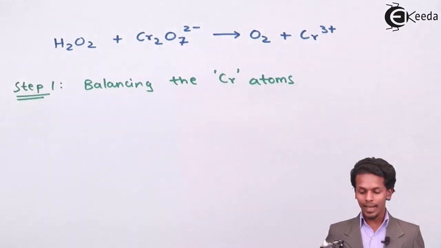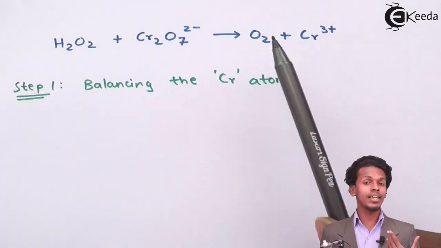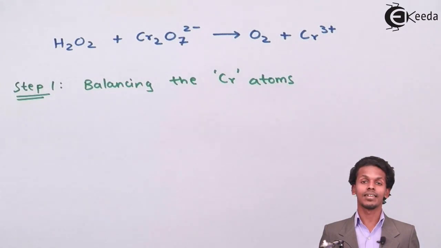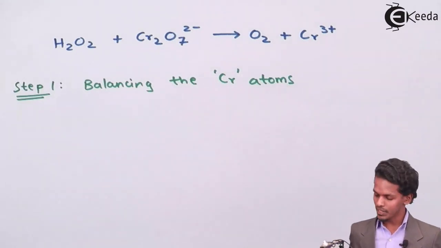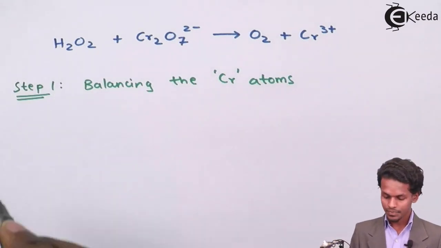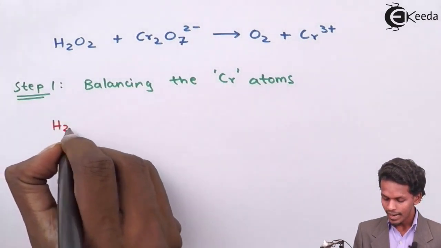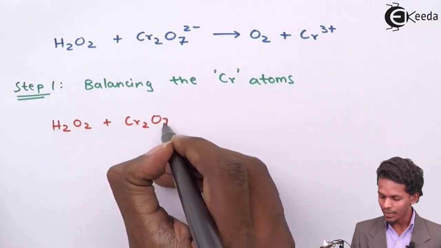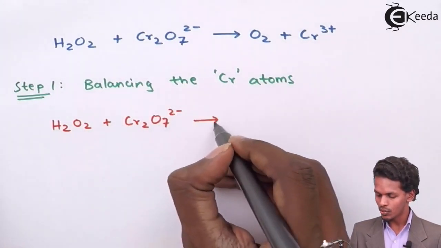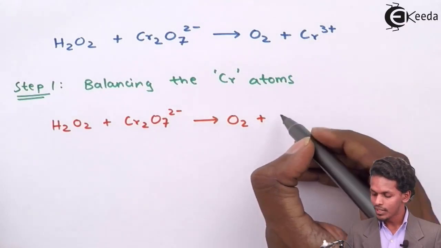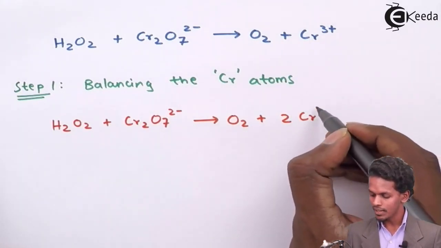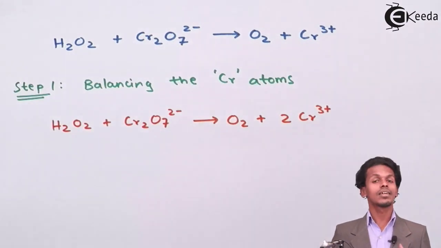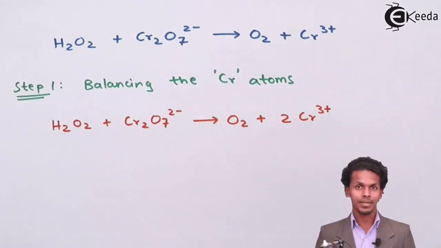I could balance it by multiplying by 2 on the product side. So the overall equation that I get is now changed to H2O2 plus Cr2O7 2 minus, that should give me O2 plus 2 times Cr3 plus. So in this case the chromium is balanced.